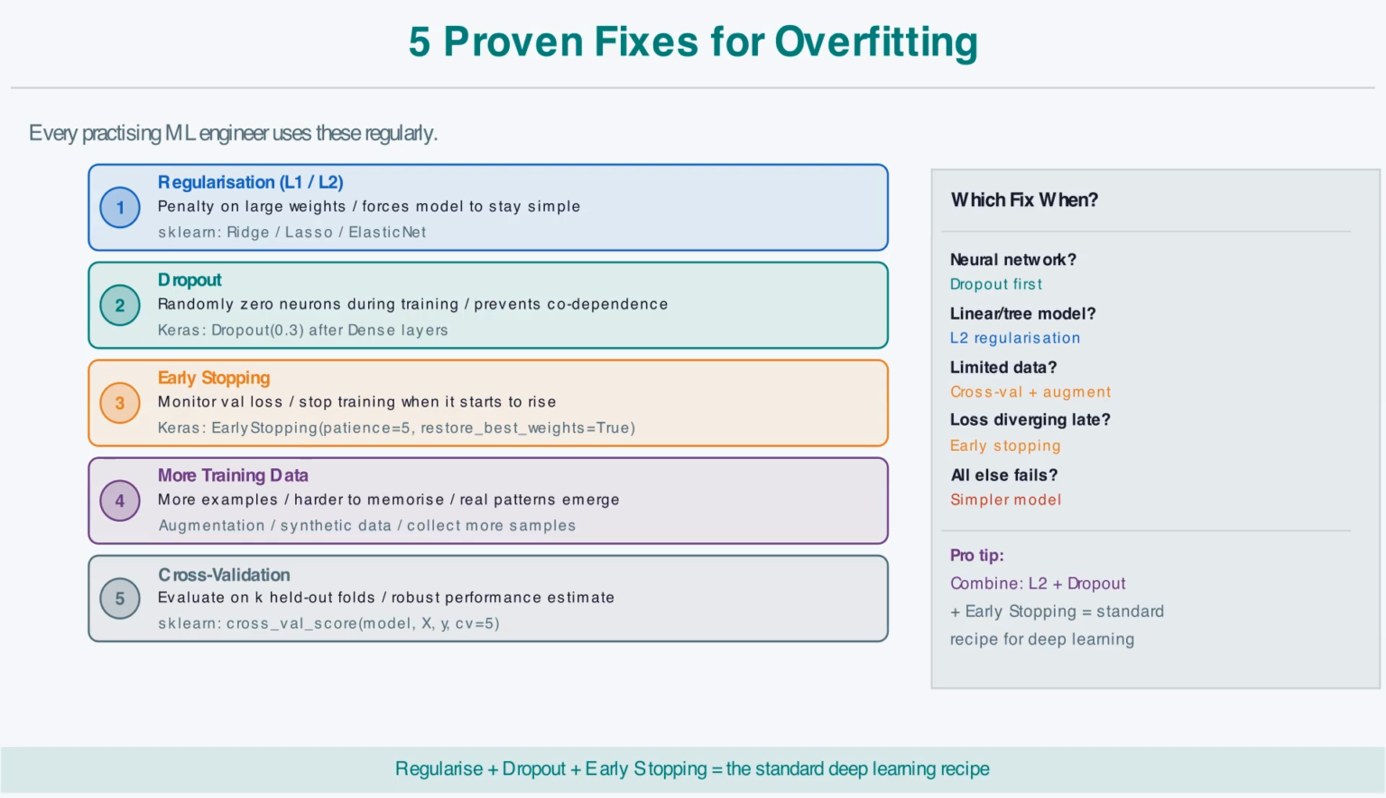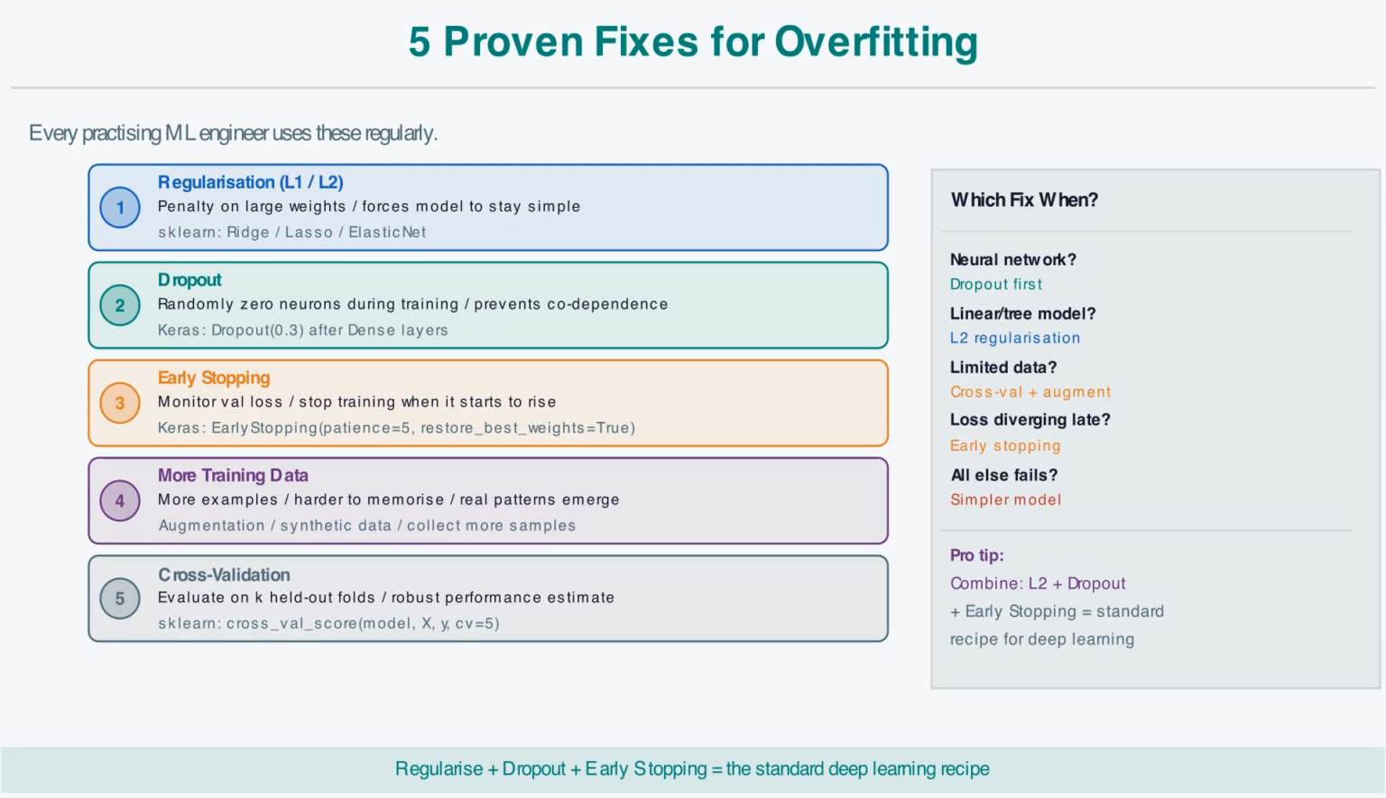Fix 3: early stopping. You monitor validation loss during training and stop the moment it starts to rise. You restore the weights from the epoch with the best validation performance. This is the simplest and often most effective technique.